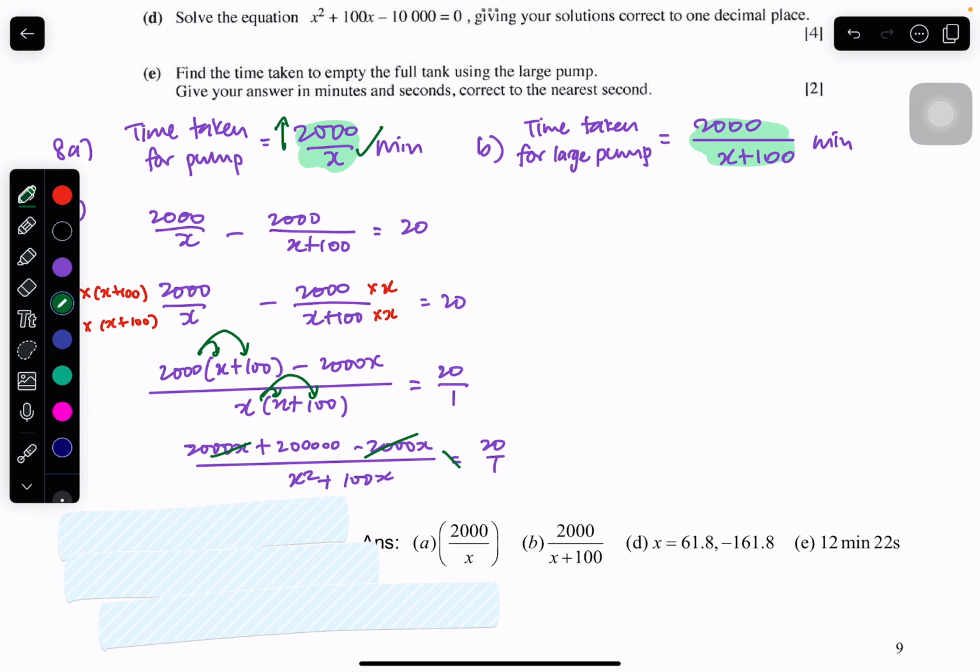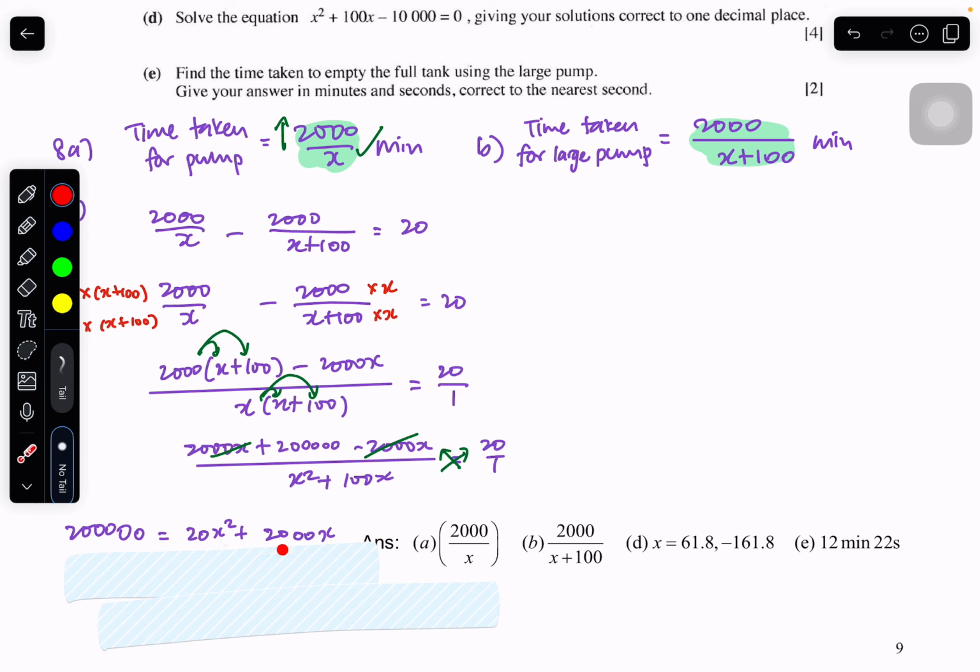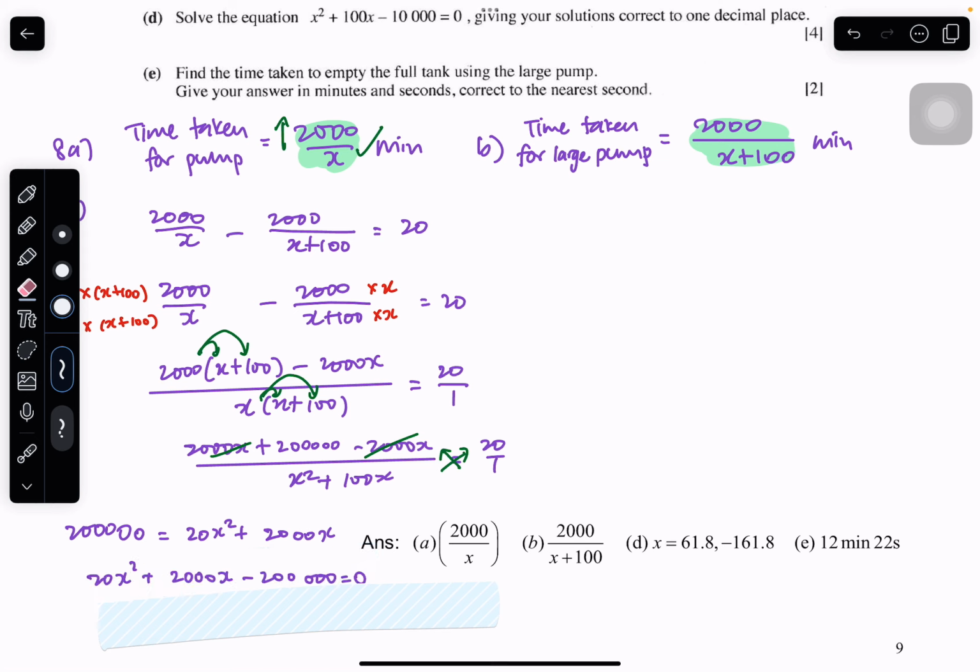That is where we start to cross multiply. Then we would have 200,000 equals 20 multiplied by the denominator. That's how I get my 20x squared plus 2000x. Then I would subtract 200,000 on both sides, so minus 200,000. That leaves me with 0 on one side and a quadratic equation like this.